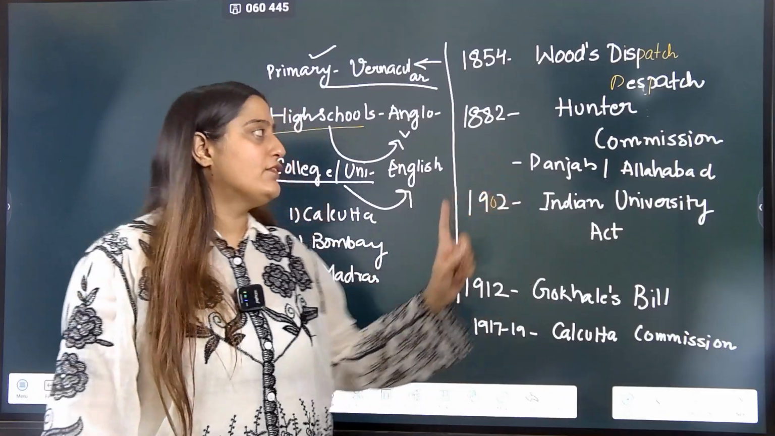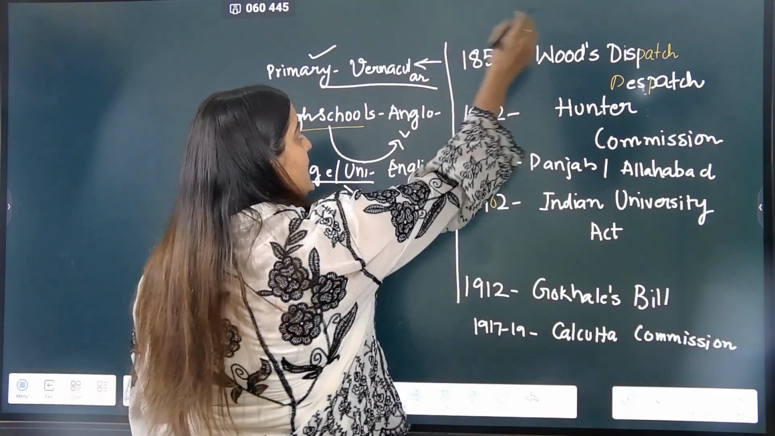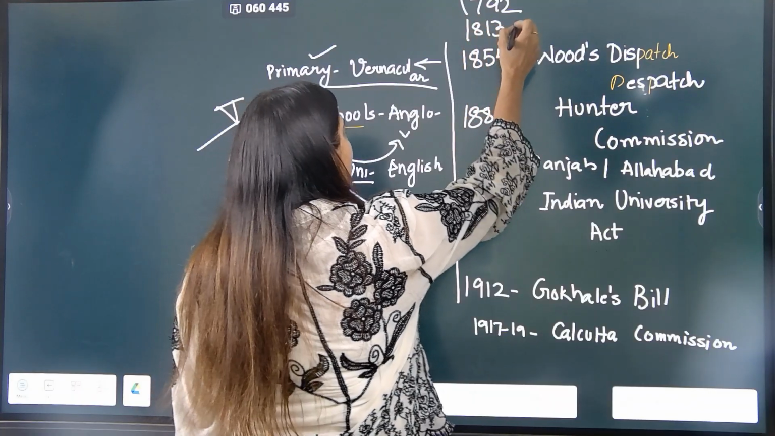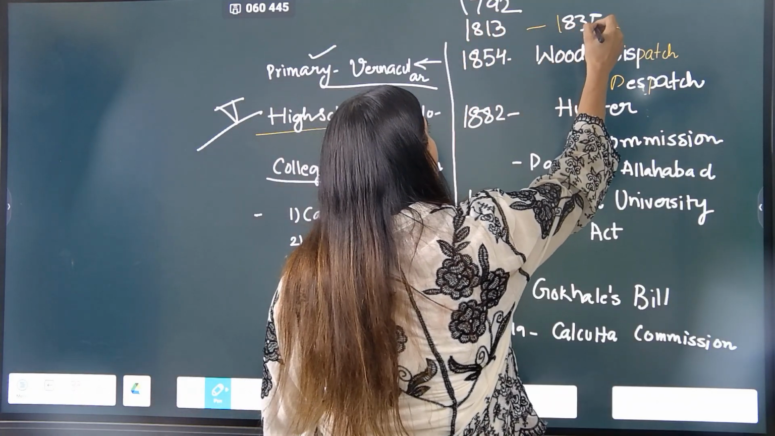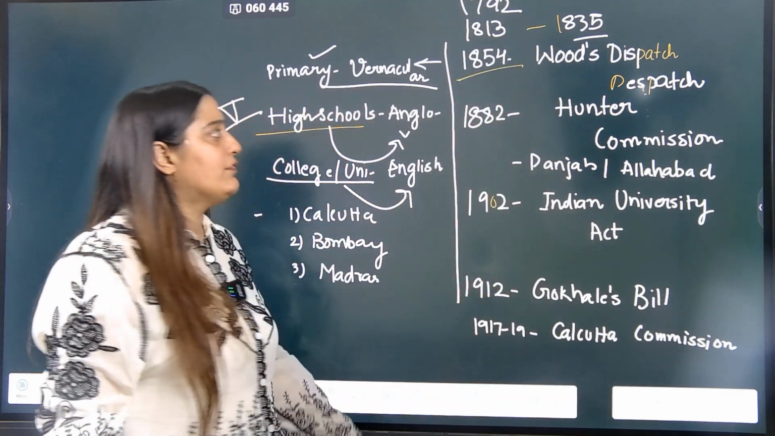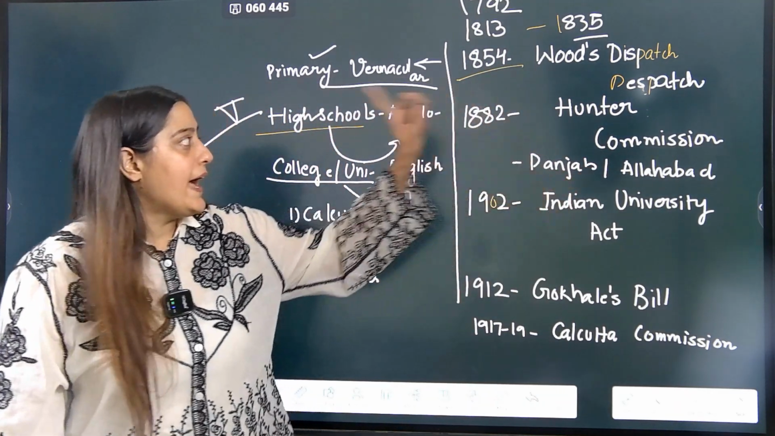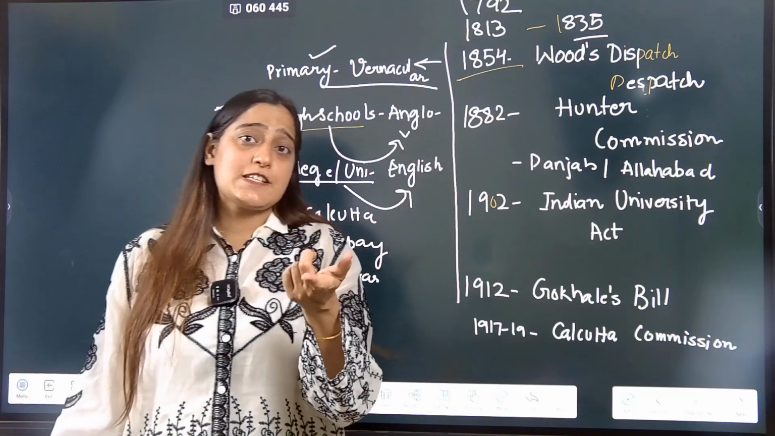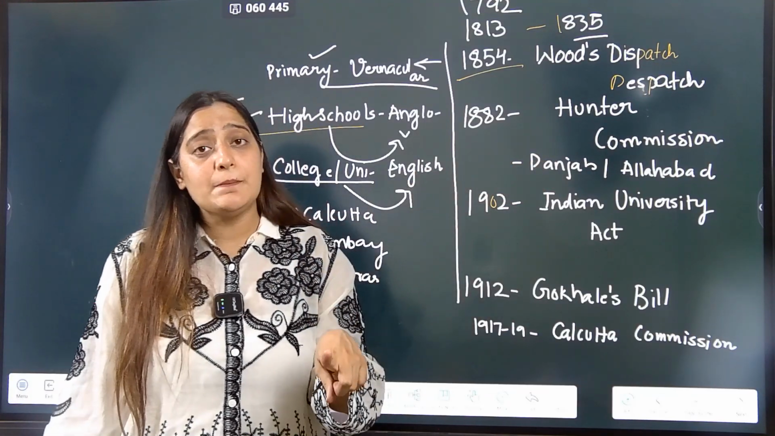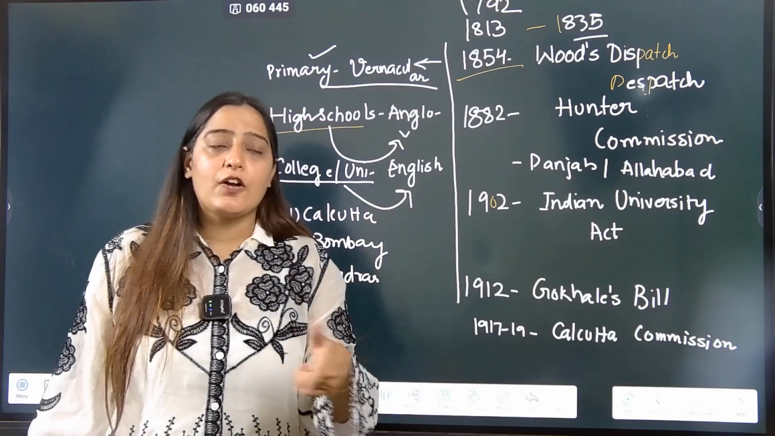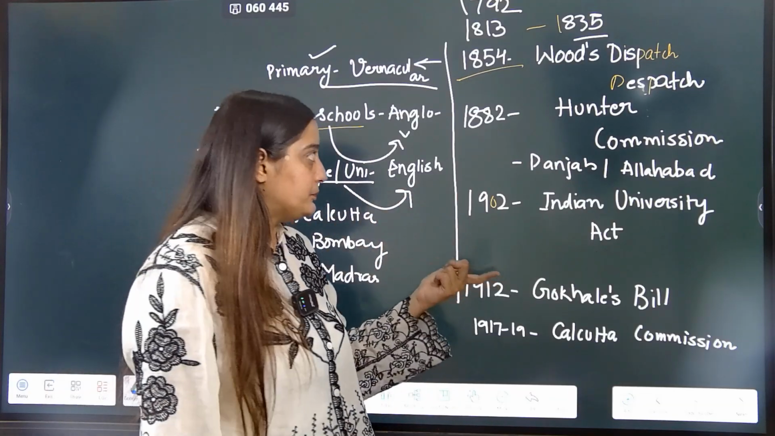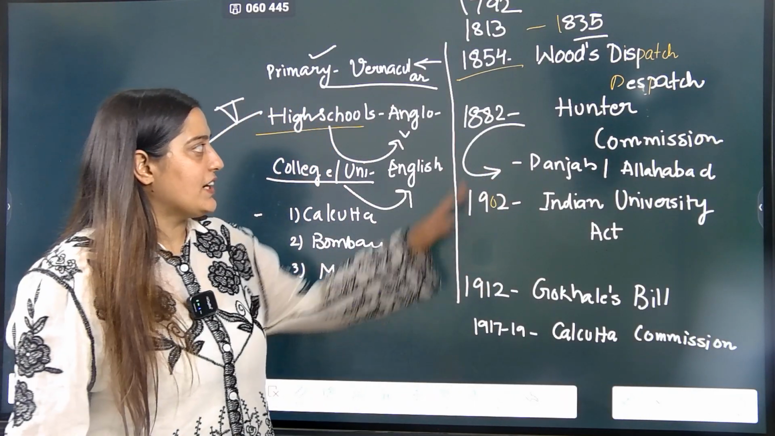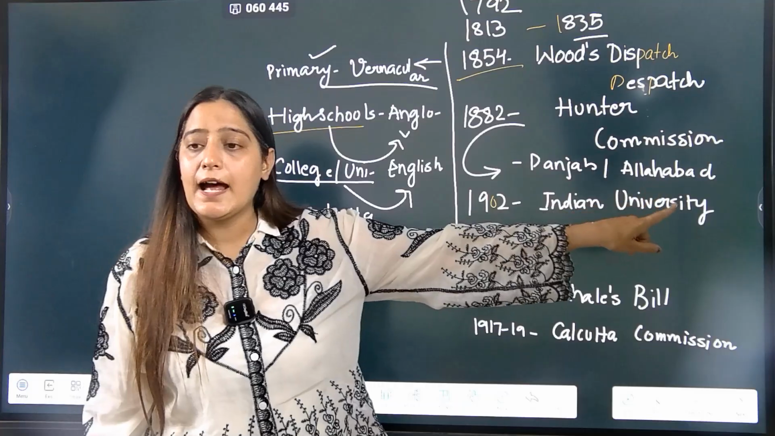And then after 1854, so far we have seen the major years are 1792, 1813, when we have the charter, then 1835, Lord Macaulay, and then 1854, Wood's Dispatch, and then 1882, the Hunter Commission. That was there to ask why Wood's Dispatch was not implemented, and if it was implemented, how much benefit it was able to attain. It was during the Hunter Commission in 1882 that two more universities were established, Punjab University and Allahabad University.